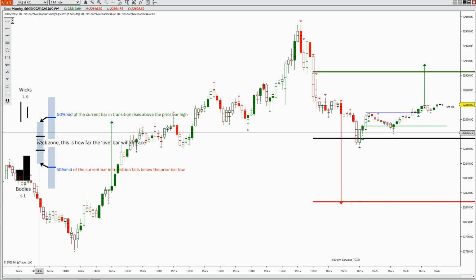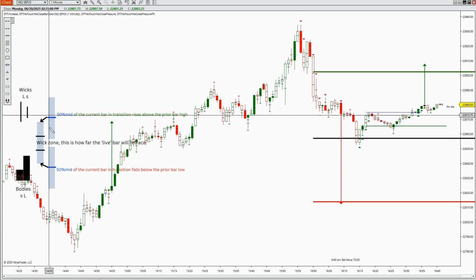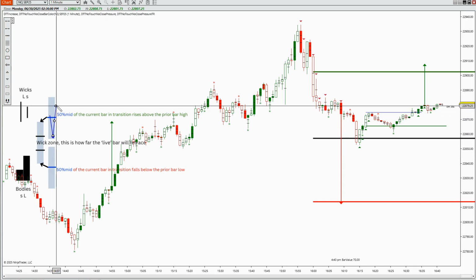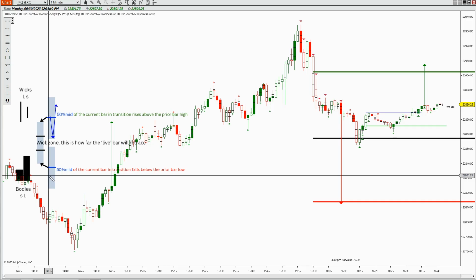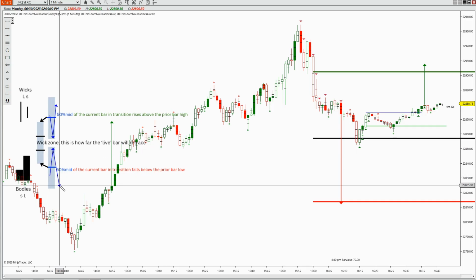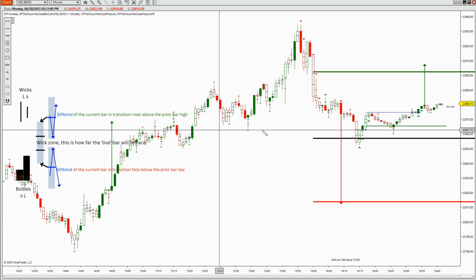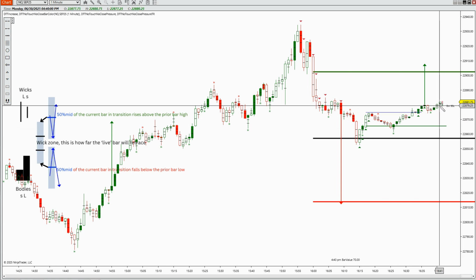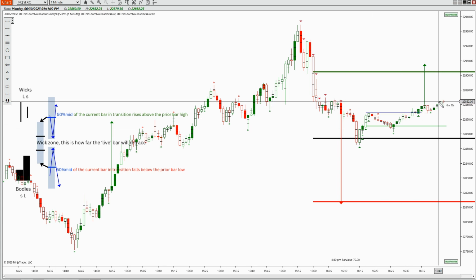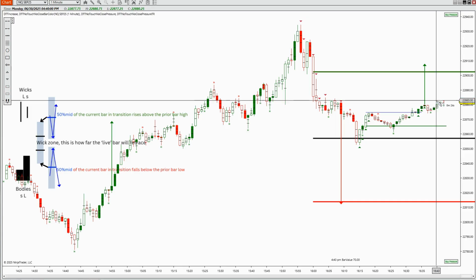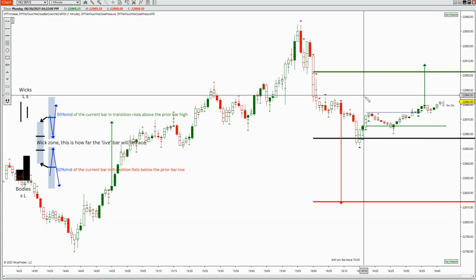All right. There's a wick zone to every bar. How far the live candle should pull back before pushing away. It should pull back before pushing away. That's your wick zone. All right. That's what those two black lines on the candle is all about. They're getting the mid above the prior candle, and these indications are provided with you.